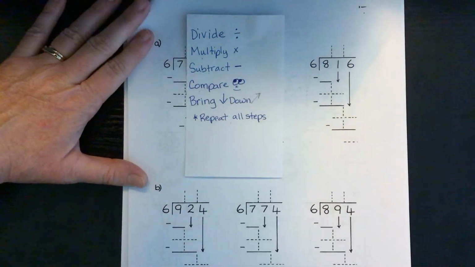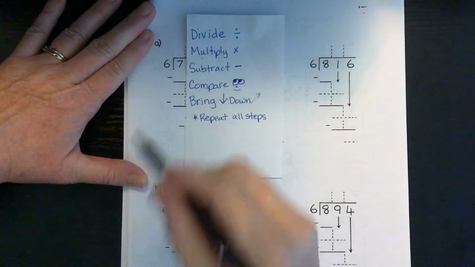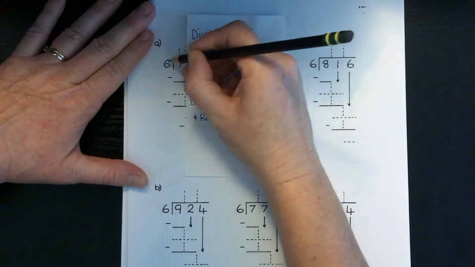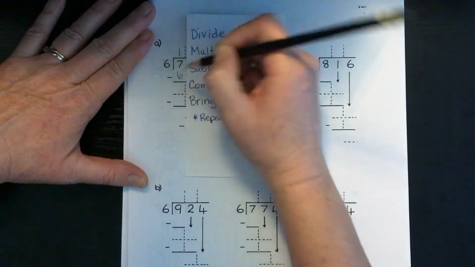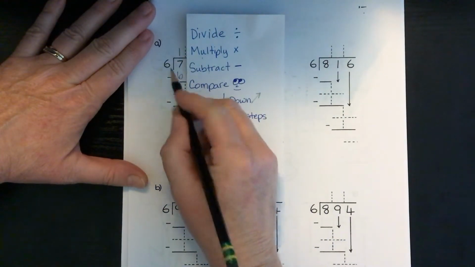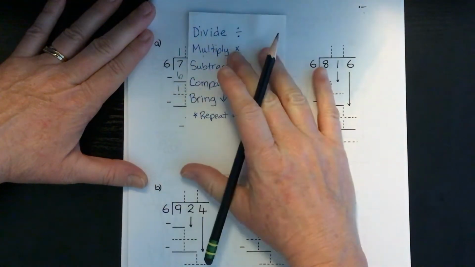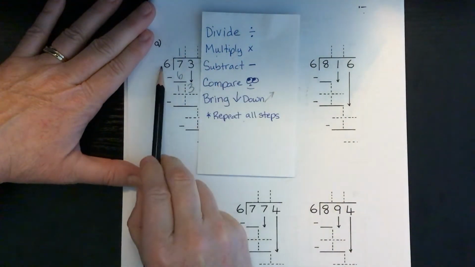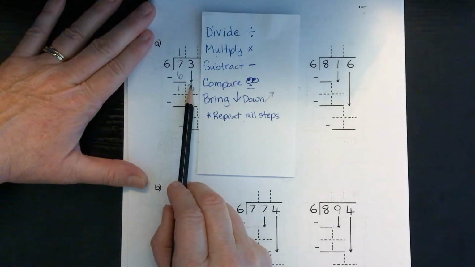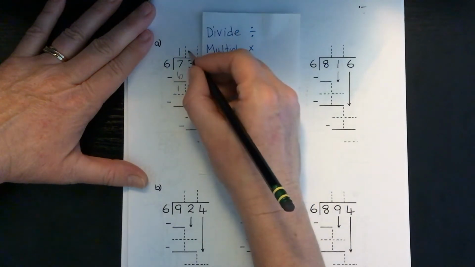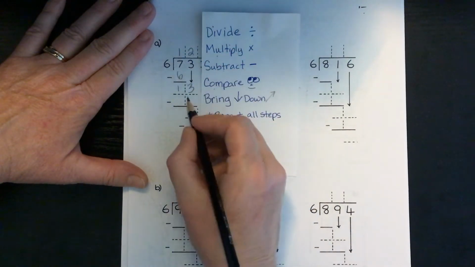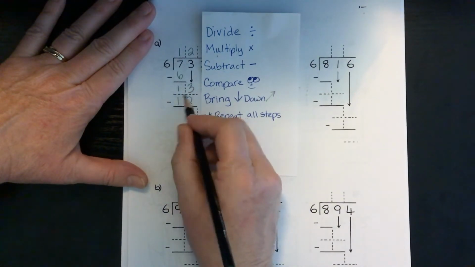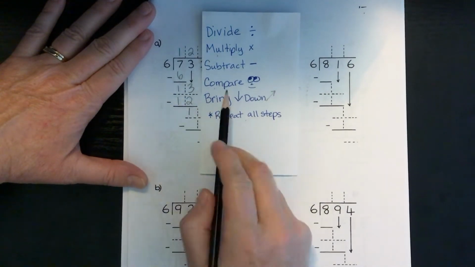Hopefully some of you are already doing that, so you're going to have your answer. 6 divided into 7 is 1 because 1 times 6 is 6. I subtract. I get a 1. It's less than my divisor, so I'm ready to bring down the very next number, which is a 3. Then I'm going to do 6 divided into 13. Well, that's 2 because 2 times 6 is 12. I can't get any closer without going over. Now I have 13 take away 12, which is 1.